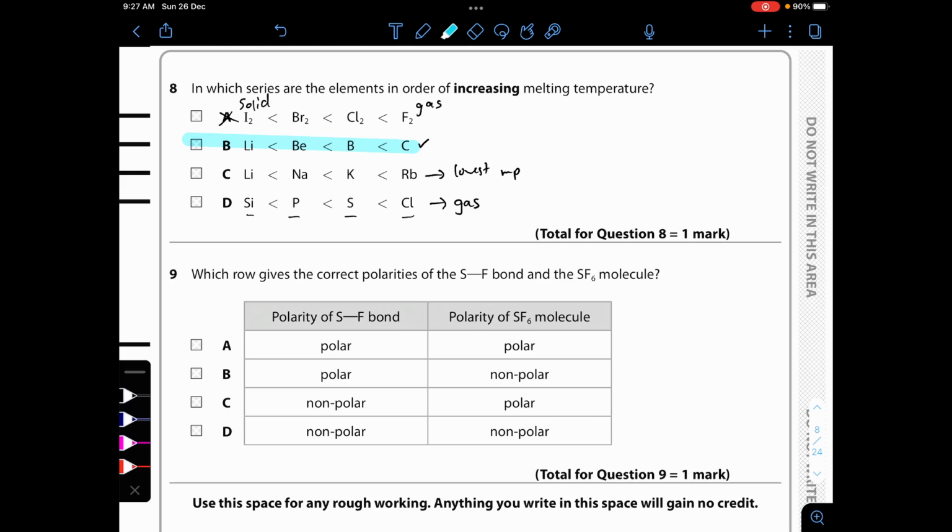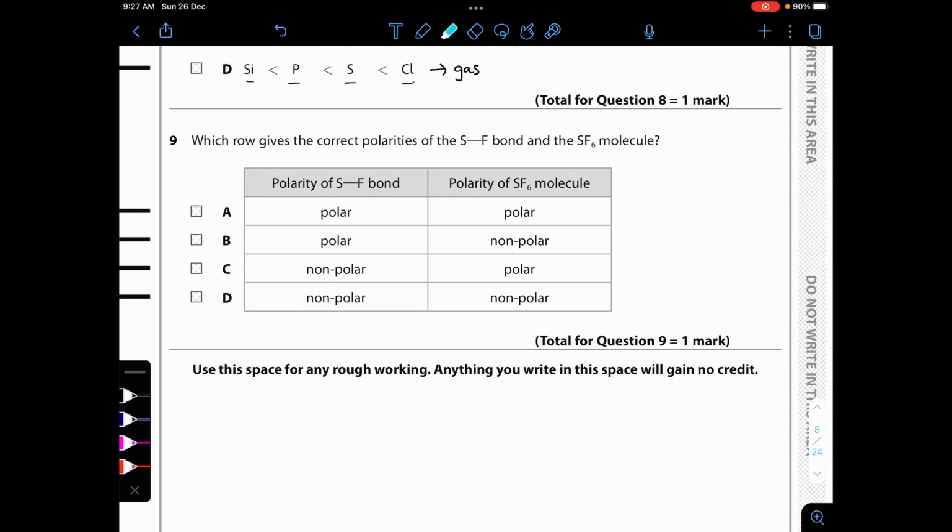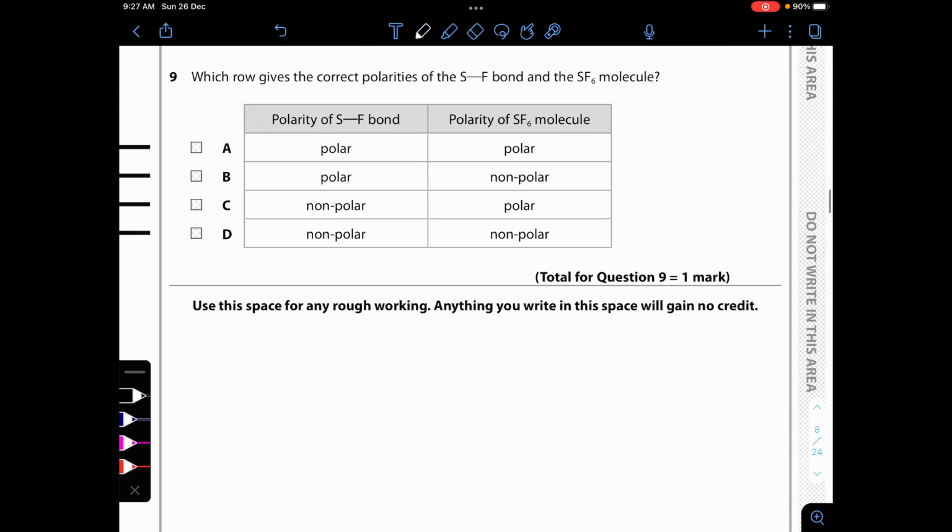Let's move on to question number 9. Which row gives the polarities of the S to F bond, so it's sulfur to fluorine bond, and the SF6 molecule? Now it's always easier to draw the molecule. So we have S, then we have an F here, and then F, and F, then we have the other ones, which is F. So this is a 3D molecule, SF6.